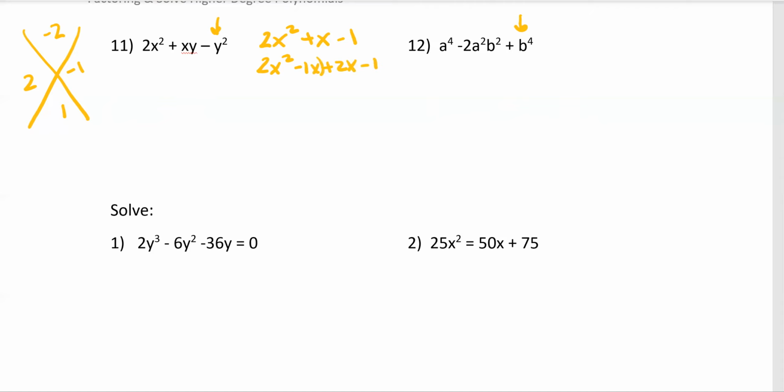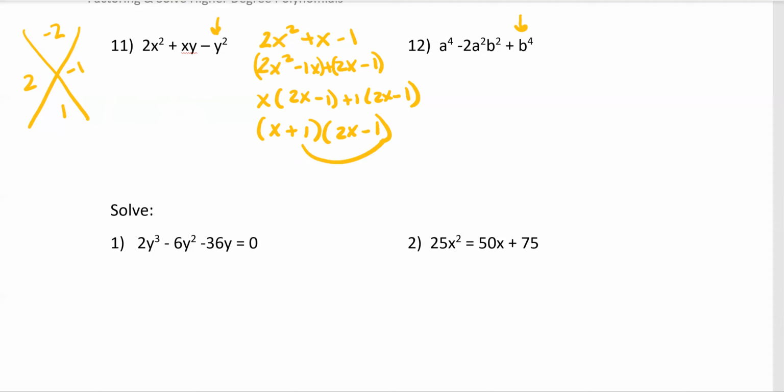I'm going to use factor by grouping so I can have a little variety. Then we have x plus 1 and 2x minus 1. Well, that's not the original problem because we need a y squared.